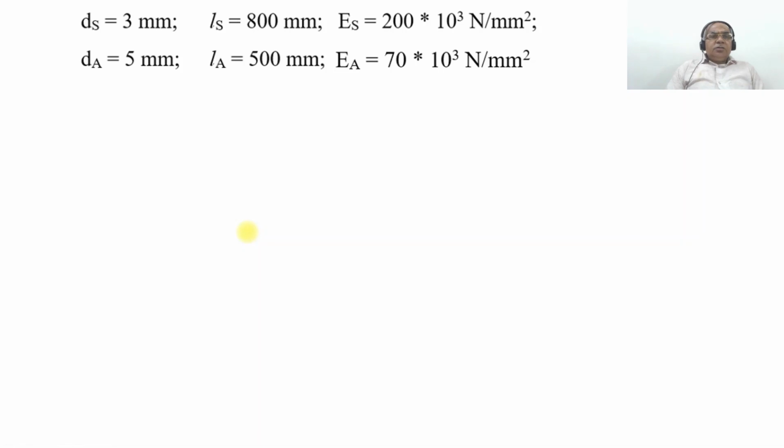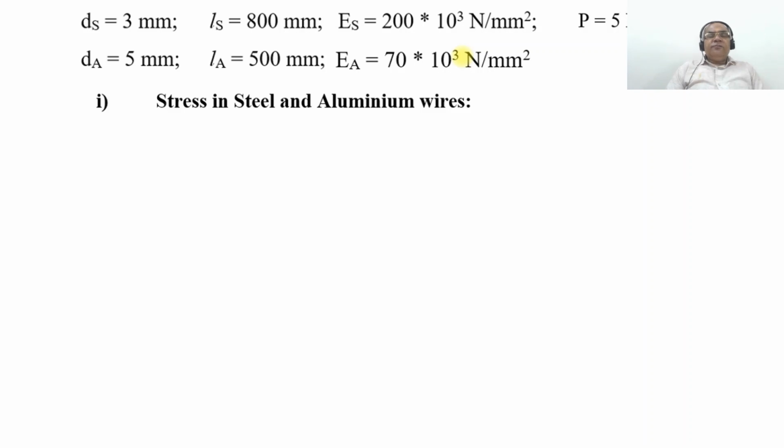Now, the data given here: the diameter of the steel bar is 3 mm and the aluminum bar is 5 mm, the length of the steel bar is 800 mm and the aluminum bar is 500 mm. Young's modulus of steel is 200 into 10 to the power of 3 Newton per mm square, and Young's modulus of aluminum is 70 GPa, which is 70 into 10 to the power of 3 Newton per mm square, and P is equal to 5 kilonewton, which is 5000. We need to find the stress in the steel and aluminum wires.